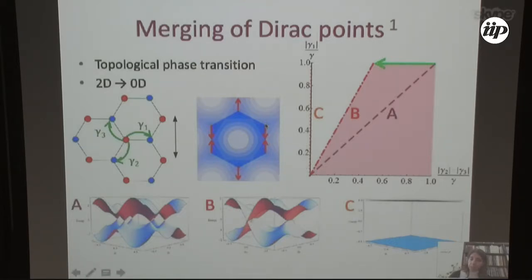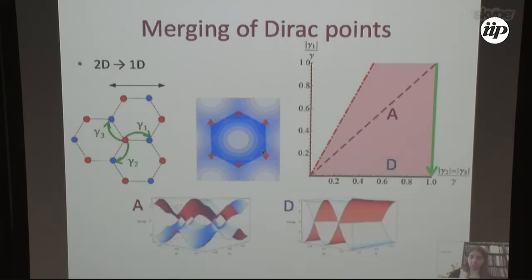So you see that they are moving here along these red arrows in the Brillouin zone. And here, precisely in the middle, they annihilate. So this is a way to merge the Dirac points. Another way that we could have would be to have not really the merging, but to get the alignment.